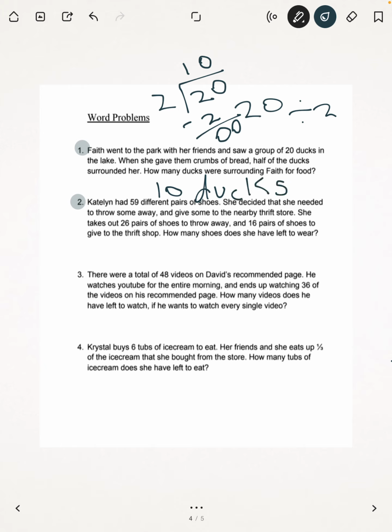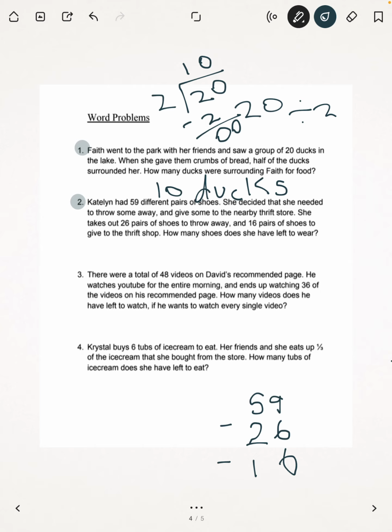Okay, Caitlin has 52 different pairs of shoes. She decides that she needs to throw some away and give some to the nearby thrift store. She takes out 22 pairs of shoes to throw away and 16 pairs of shoes to give to the thrift store. How many shoes does she have left to wear? So it says that she has 59 in total, and she needs to give some away. So she throws 26 away, and she also gives 16 to the thrift store.